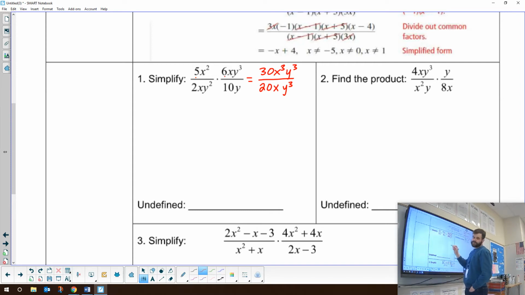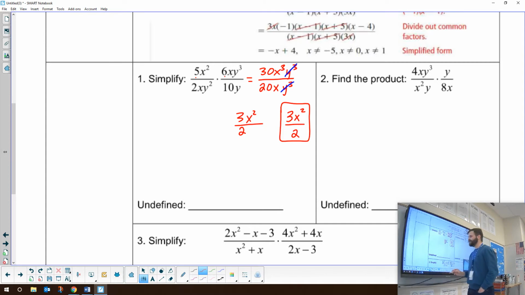So first, our numbers. 30 over 20, I can simplify that to 3 over 2, right? Then x cubed divided by x leaves me with an x squared. And then y cubed divided by y cubed, those just end up canceling because we have the same amount on top and bottom, so I don't have any more y's. So my answer is going to be 3x squared over 2.